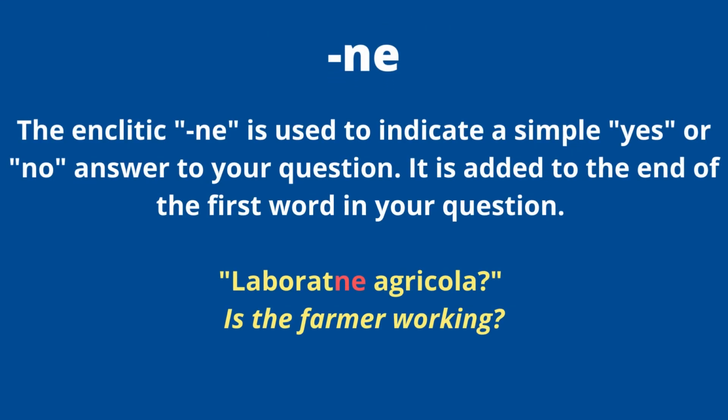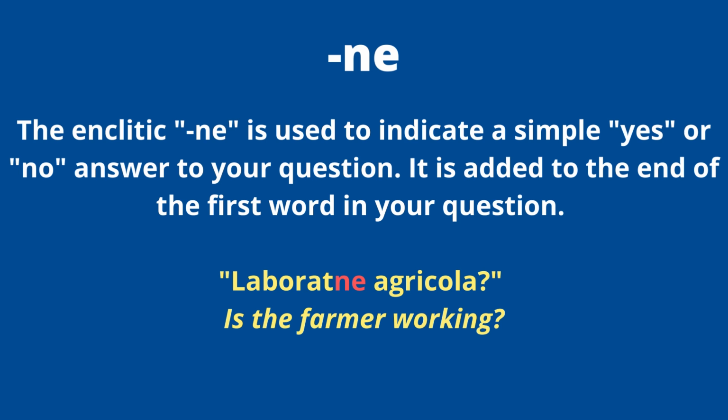When you put ne on the end of a word to introduce a Latin question, it means you're just asking a simple yes or no question. You're not sure what the answer is going to be. The answer has an equal shot, a 50-50 shot, of being either yes or no. You're not anticipating either one. So if you were to say in Latin, for example, laboratne agricola, you're asking, is the farmer working? The answer you're anticipating is either yes or no. It's a yes or no question.